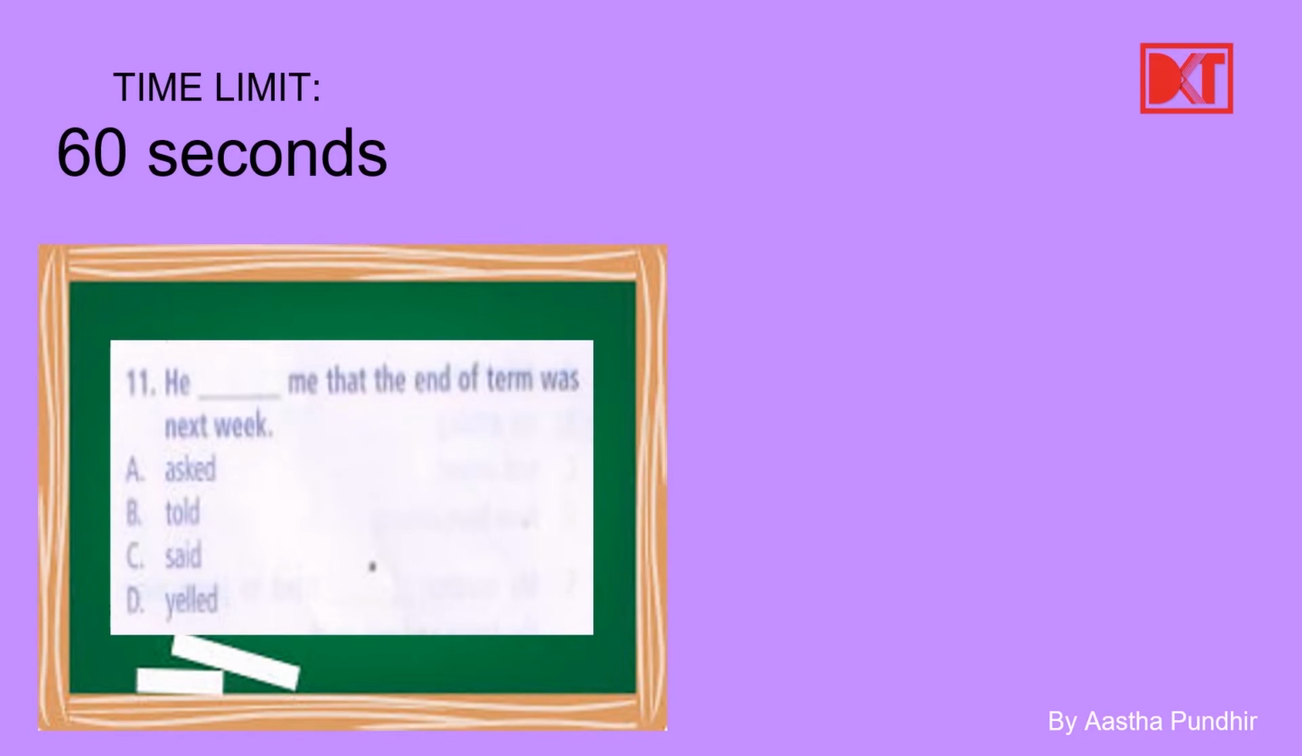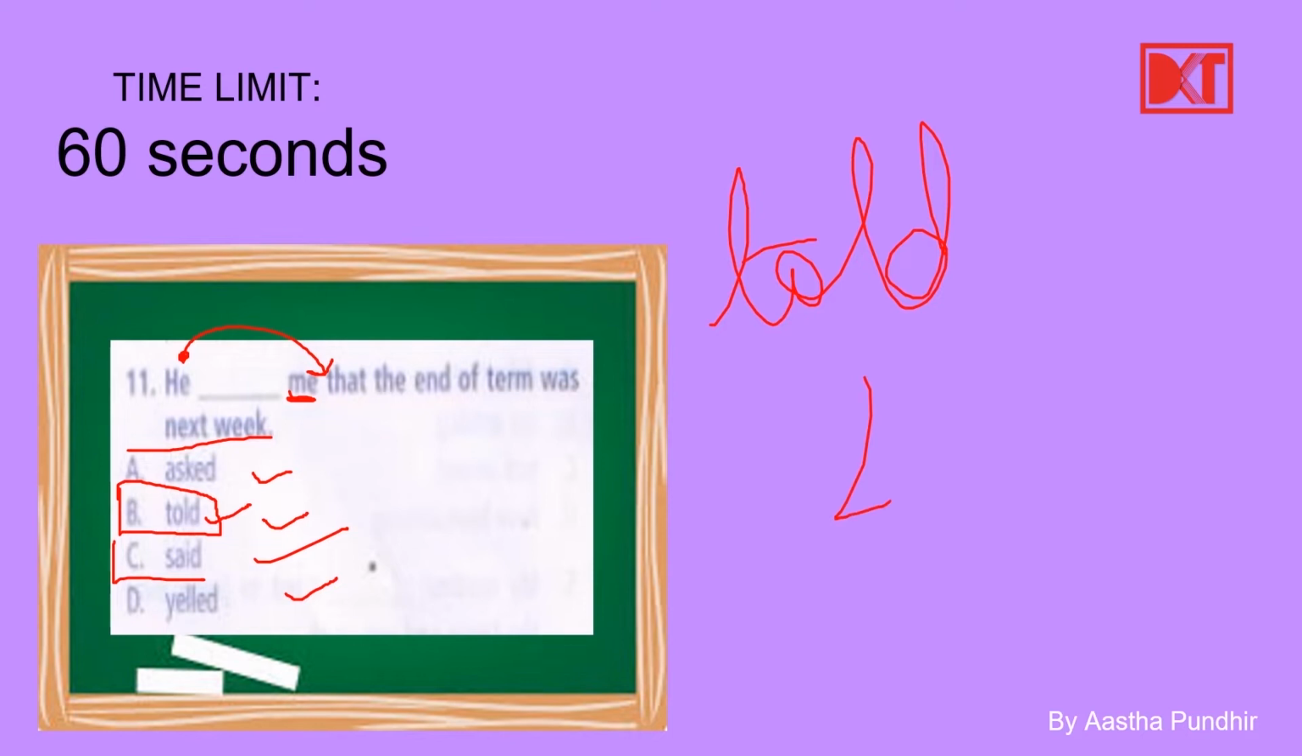Okay, here he dash me that the end of term was next week. Asked me, told me, said me, or yelled me. Here the correct answer is B. He told me. Okay, now this is a statement that this male person is telling me that the end of term was next week. So for this statement we use told, right? Said would have been used if there was no me. He said that the end of term was next week, but we use told when we are referring to two people and one is telling something to the second person. Okay, so here we use told.